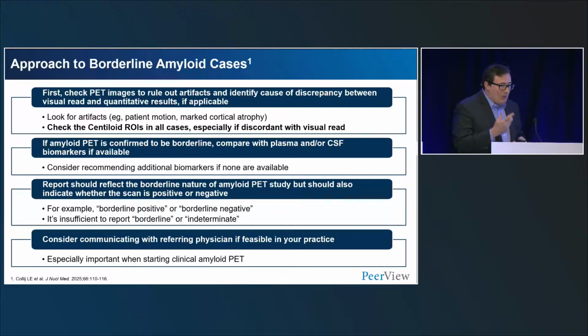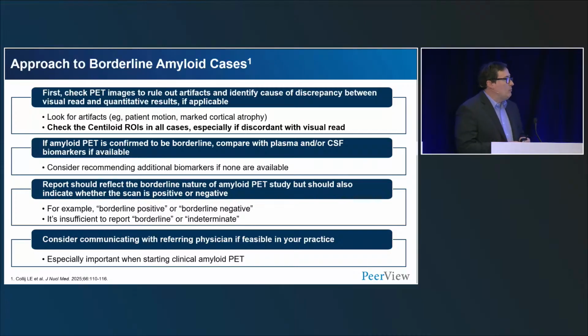So when you have a borderline case, and it'll depend on your practice, but I would guesstimate 10 to 20% of our cases fall into this challenging category. Many are easy to classify. First, look at the PET images. Make sure there's not an artifact that's explaining this discrepancy. Could it be motion, attenuation correction? Cortical atrophy, which you'll see in a substantial number of patients, is another issue. And I would recommend checking the cerebellar ROIs in all cases, and certainly if you have a visual discrepancy.